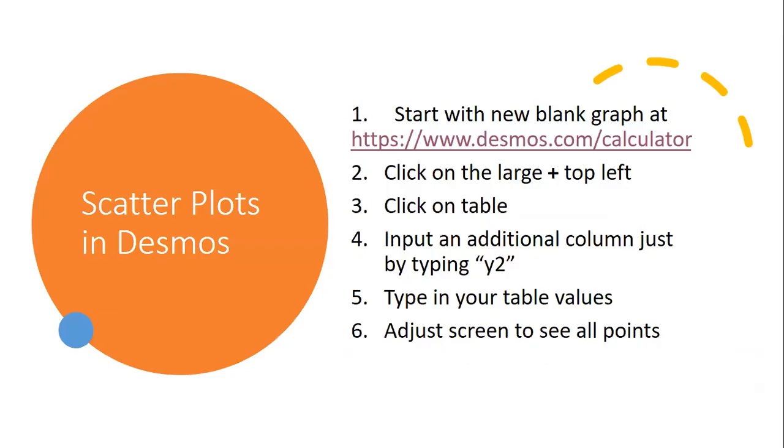The steps to getting the scatter plot in Desmos go as follows. First, you're going to go to desmos.com/calculator. Make sure you spell calculator right because the page won't work. You're going to click on the large plus sign at the top left. Then we're going to click on table and input our information. If you need an extra column, you can always type Y2, but for this data set we only have one Y, right? Then you type in your table values and adjust the screen to see all of our points.